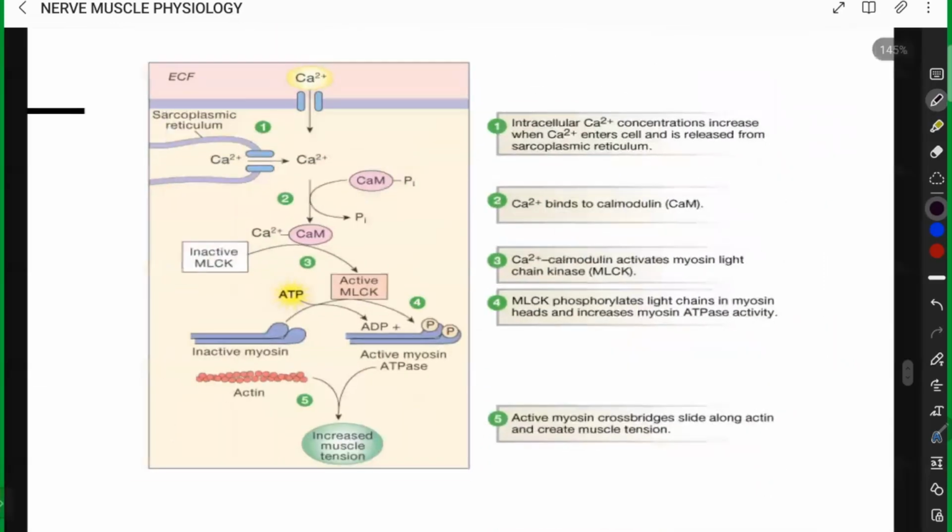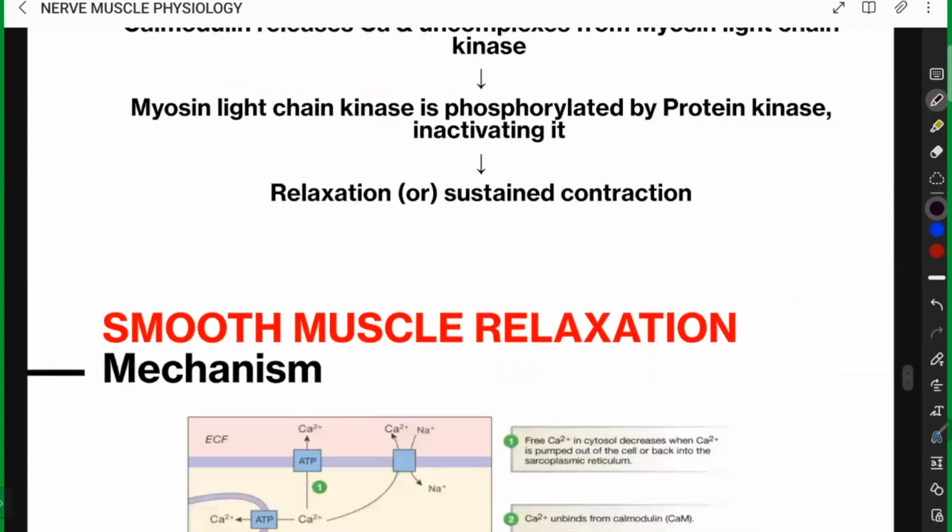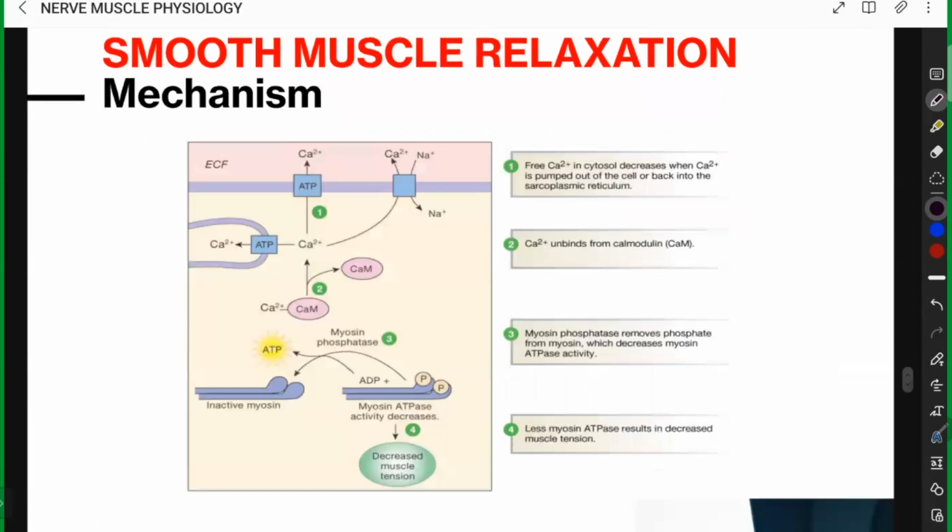I think you can take a screenshot of this particular slide which covers everything. So then how does it relax? For this, ATP is not needed. There is dephosphorylation of myosin by myosin light chain phosphatase. Calcium is removed from the cytoplasm via calcium sodium antiporter. So calmodulin releases calcium and myosin light chain kinase is inactivated, and there is going to be relaxation. Is it clear? So now you understood how there is going to be relaxation also. I think everything is clear up to this.